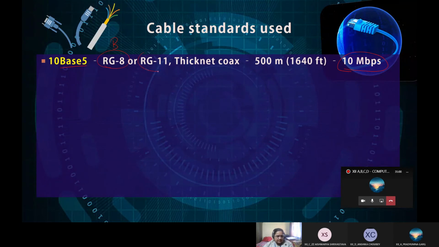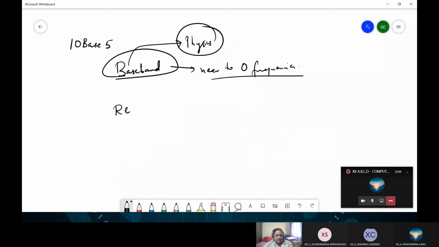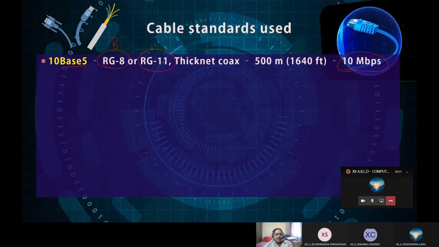Certain standards here like RG8, where RG stands for radio grade. So RG8, RG11, these are the various types; this one would be a bit thinner, this would be a bit thicker, okay? And thicknet coaxial cable, basically 10 base 5, is a thicknet coaxial cable, which is thicker than thinnet coax, and its maximum segment length is 500 meters.